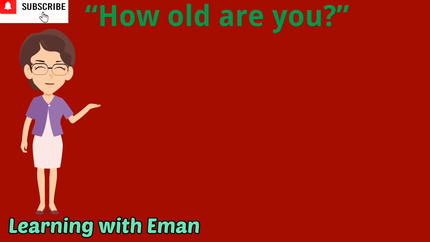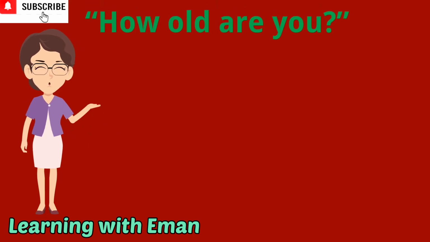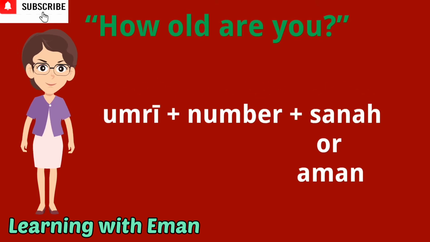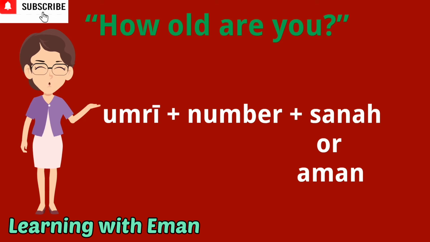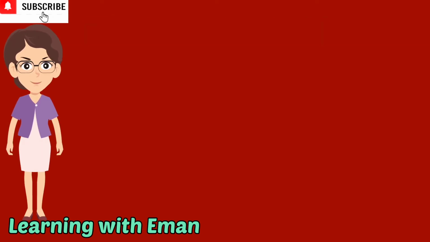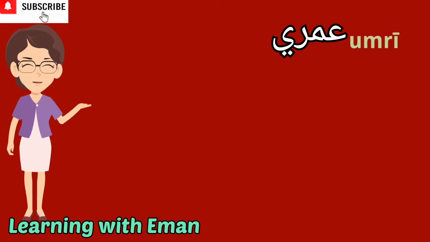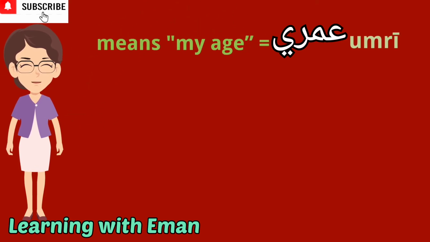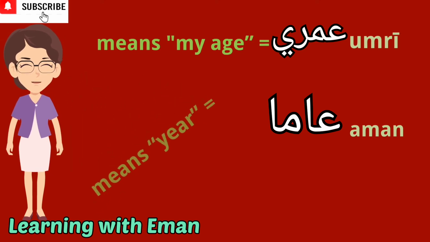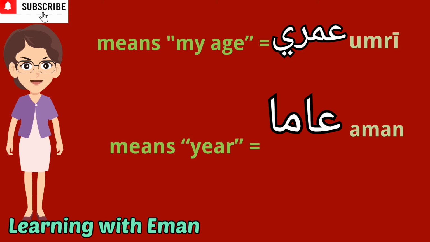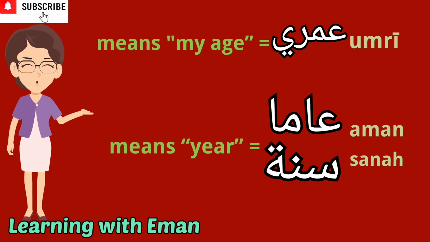Here's how to respond to the question, how old are you, in Arabic. You can say عمري plus number plus سنة or عاما. So let's start. عمري means my age. عاما means year. سنة means year.